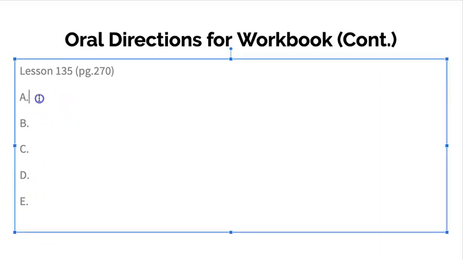Alright, so A, you should have put robin. B should be the Roadrunner. C should be the hawk.